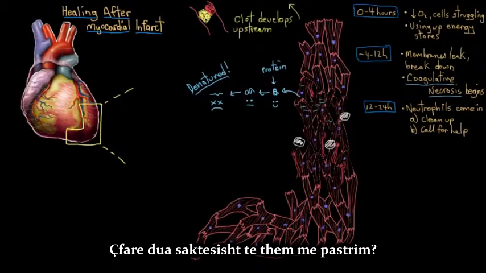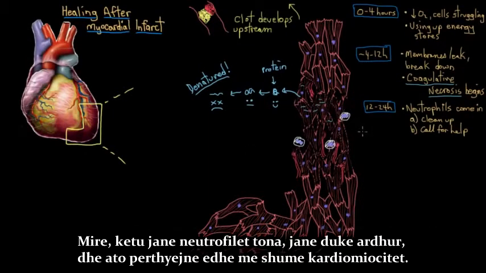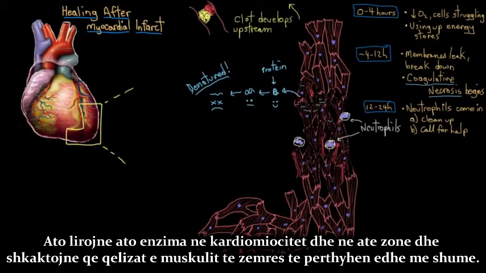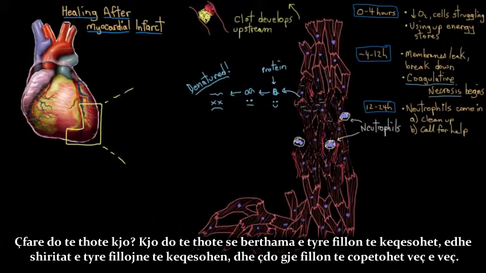So I say clean up, but what exactly do I mean? Well, here are neutrophils. They've sort of come in, and they break down the dead cardiomyocytes even more. They release these enzymes into the cardiomyocytes and into the area and cause the heart muscle cells to break down even more. So what does that mean? It means that their nuclei will start to degenerate, and their striations will also start to degenerate. And everything sort of just begins to fragment and come apart.